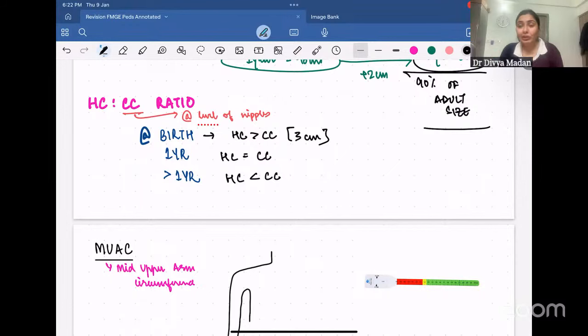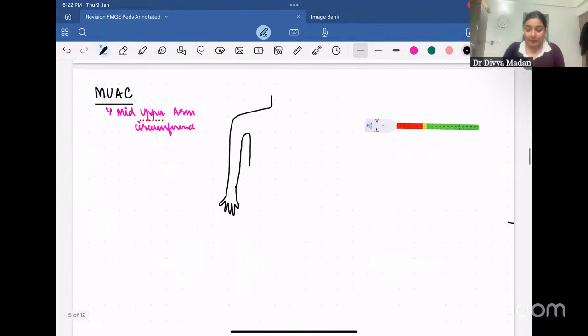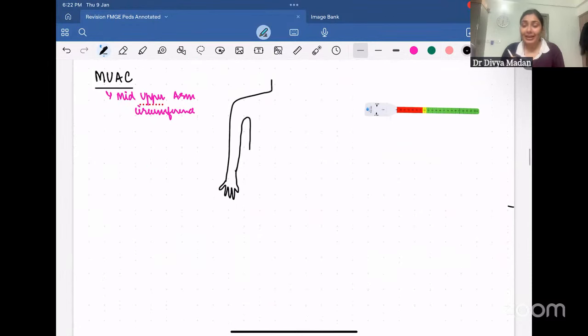So we have dealt with most of the age-dependent parameters, that are height, weight, and head circumference. Now moving to the important age-independent parameters. In the beginning we discussed two parameters, that is mid-upper arm circumference and skin fold thickness. The important one for your exam is this mid-upper arm circumference.